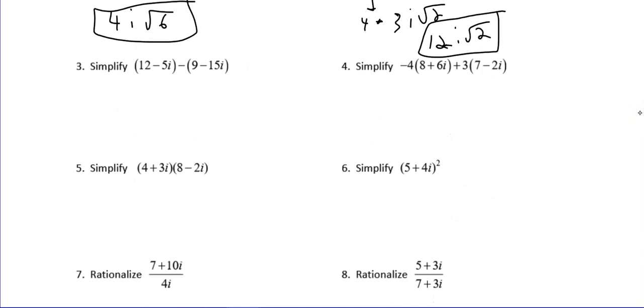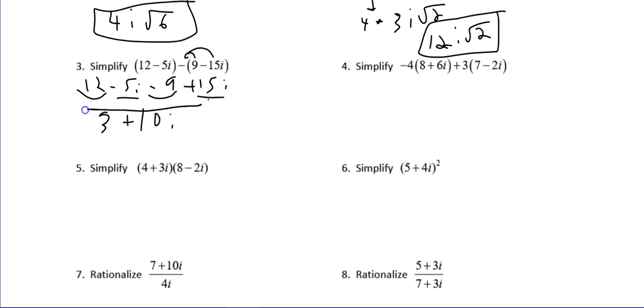Number 3. On this one, make sure you remember to distribute the negative here and here. So the 12 minus 5i stays the same, but the 9 becomes negative, and the -15 becomes positive 15i. Then we're just going to join like terms. Remember, we always put the constant first. So 12 minus 9 is 3, and then 15i minus 5i is 10i.